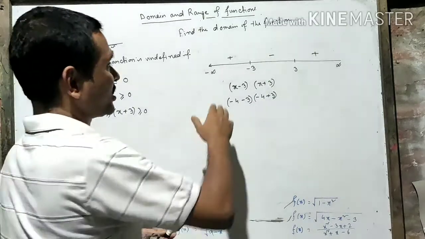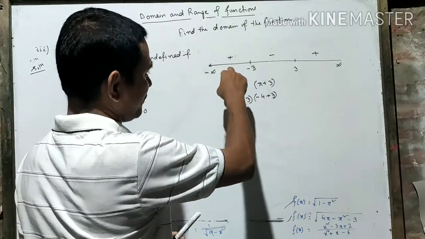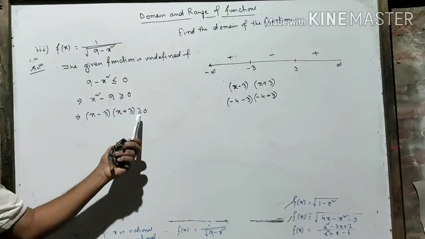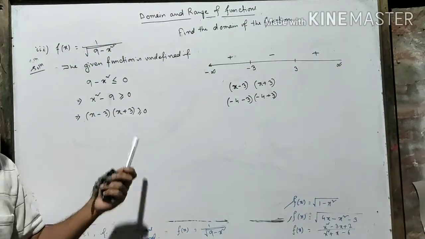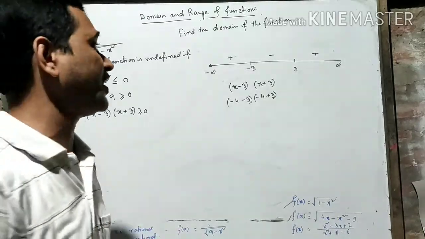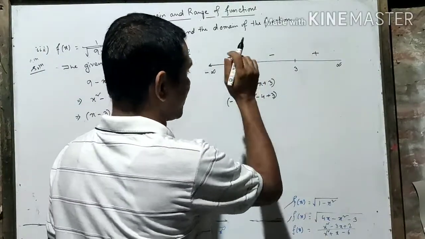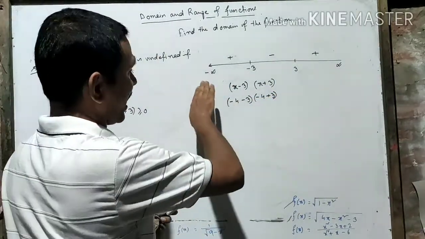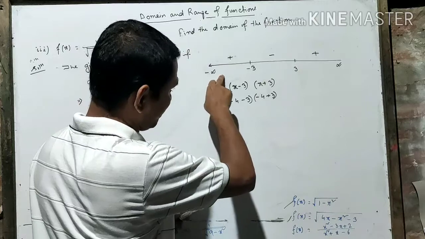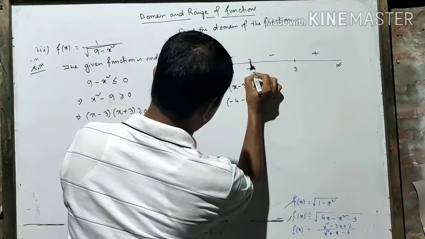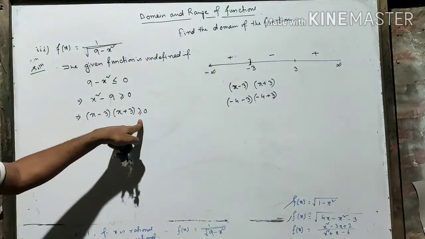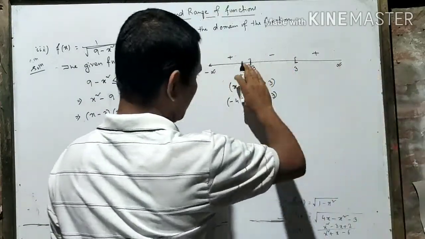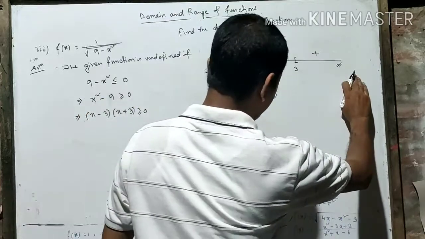So, in which intervals is the function positive? The function is positive from minus infinity to minus 3 and 3 to infinity. But here is one more thing. It may also be equal to 0. Whenever it is equal to 0, it is also undefined. It is equal to 0 at the points minus 3 and 3. So the function is undefined in the interval minus infinity to minus 3, because the equal to sign is there, and from 3 to infinity.